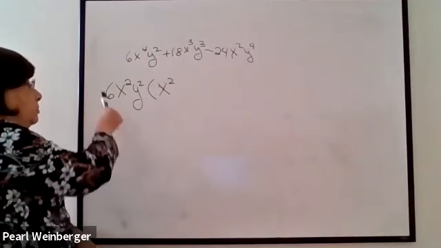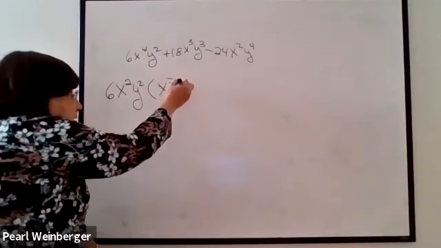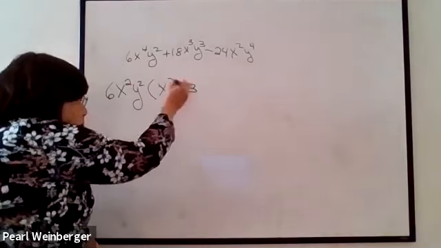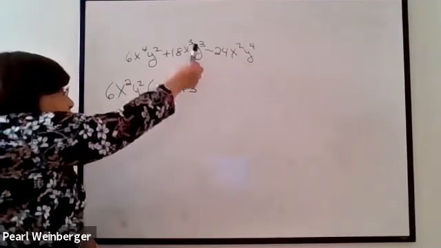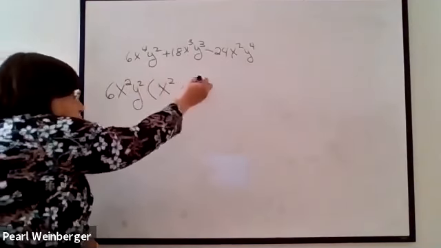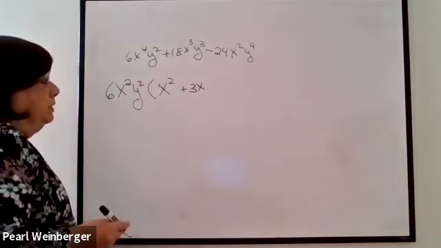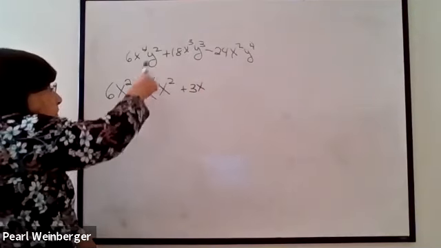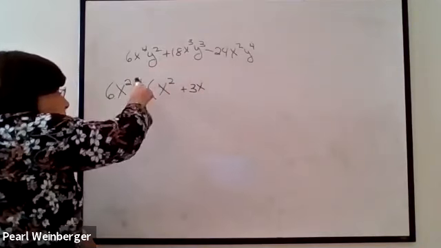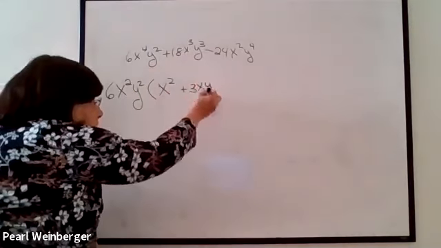Okay, now we go to the next term. 6 into 18 is 3. X squared into x cubed. 3 minus 2 is 1, so that gives me x to the 1, or just plain x. Y squared into y cubed, that's 3 minus 2 again, the exponent is 1.